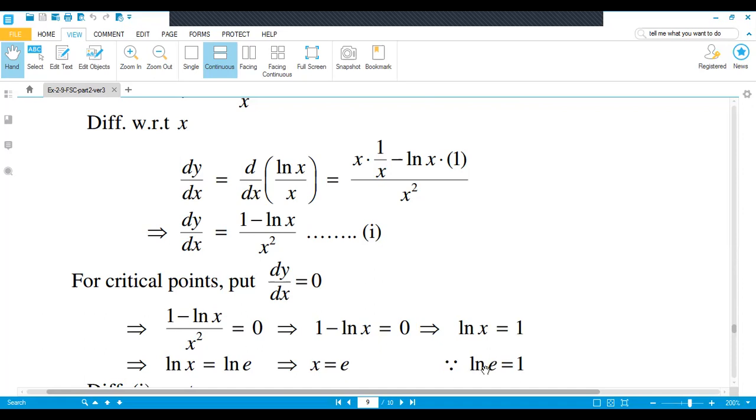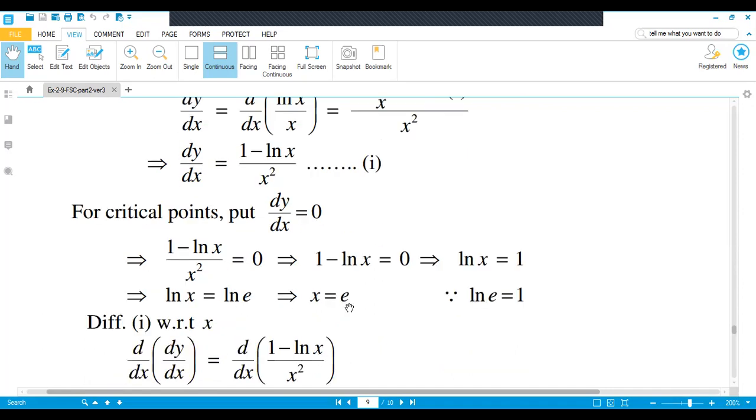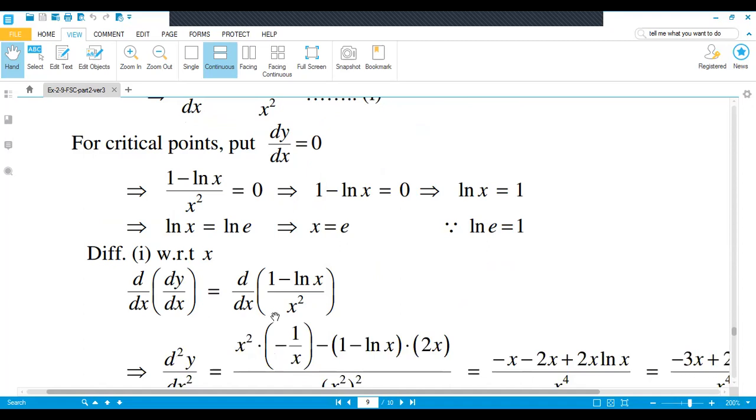So you know that natural log of e is equal to 1. Therefore we replace this 1 with natural log of e. Natural log and natural log cancel from both sides. So x is equal to e. Now differentiate again in the same way. Differentiate again with respect to x, so the double derivative.